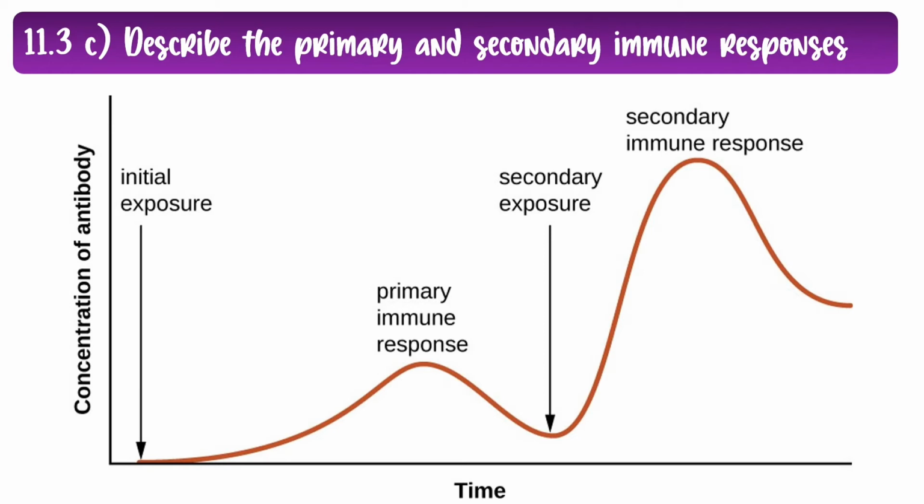Here we can see that the concentration of antibody produced during the primary immune response is much lower compared to the concentration of antibody produced in the secondary immune response. As mentioned previously, the primary response is the immune response after initial exposure, or after the first time our body encountered the antigen, while the secondary response takes place after secondary or subsequent exposure to the same antigen.